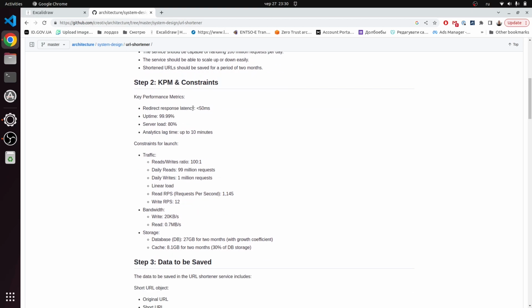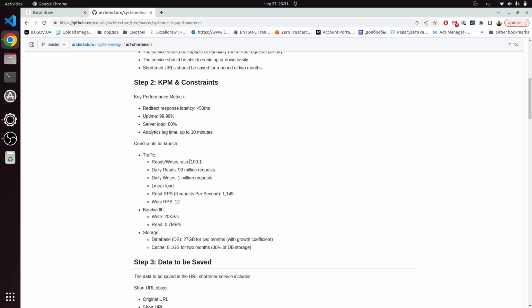So we have pretty straightforward limitations. From a response latency of less than 50 milliseconds, we may understand that we may need geo-replication. Uptime of four nines, we may need good logging and tracking and other things like that. Server load of 80% is for scale up, scale down things. Analytics lag time of up to 10 minutes, because our users are not like users of Google Analytics or a system like that. They will come to our stats page not very often.